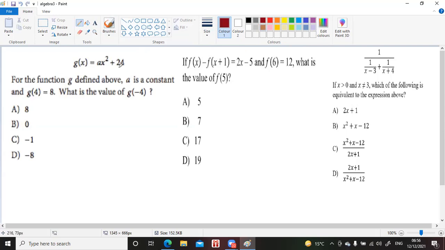g(x) equals ax squared plus 24. For the function g defined above, a is a constant and g(4) is 8. What is the value of this? Okay, so can you just tell me the answer directly? Like how would you do it? Just tell me the method.